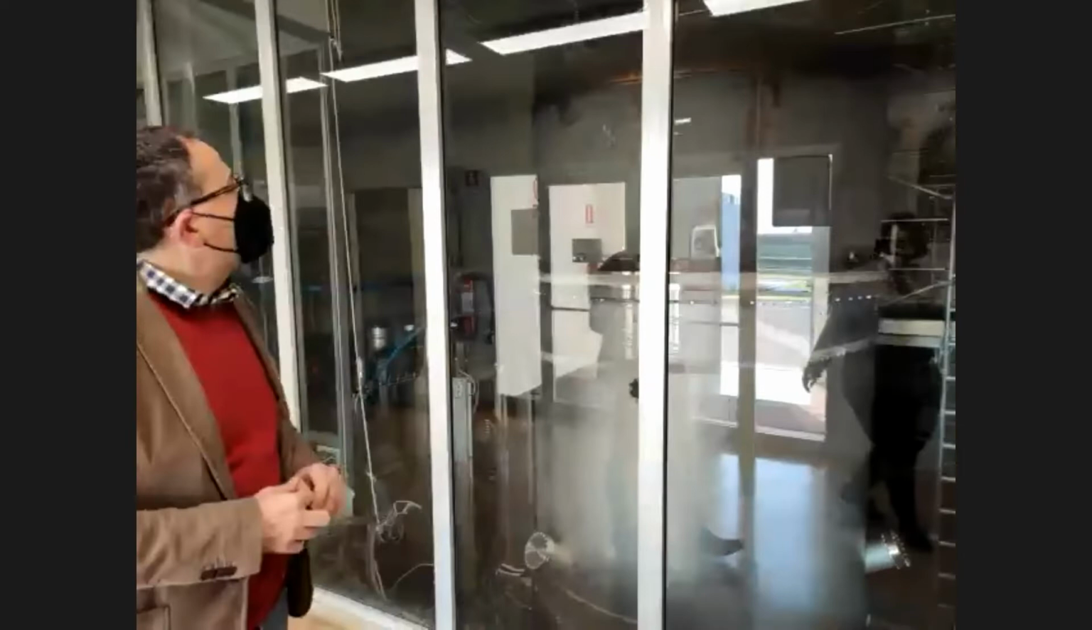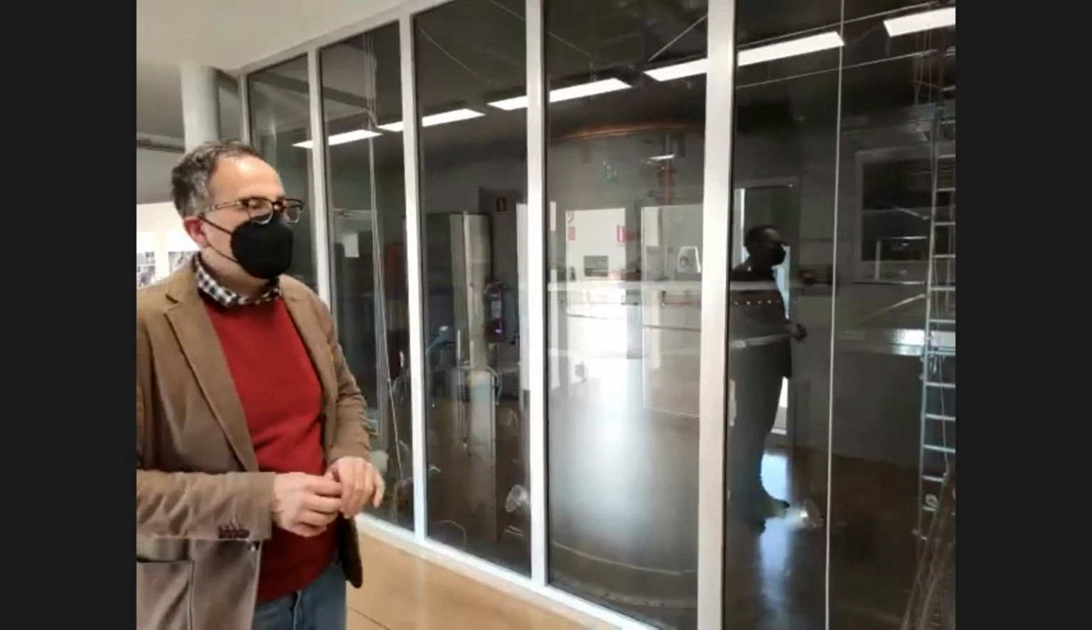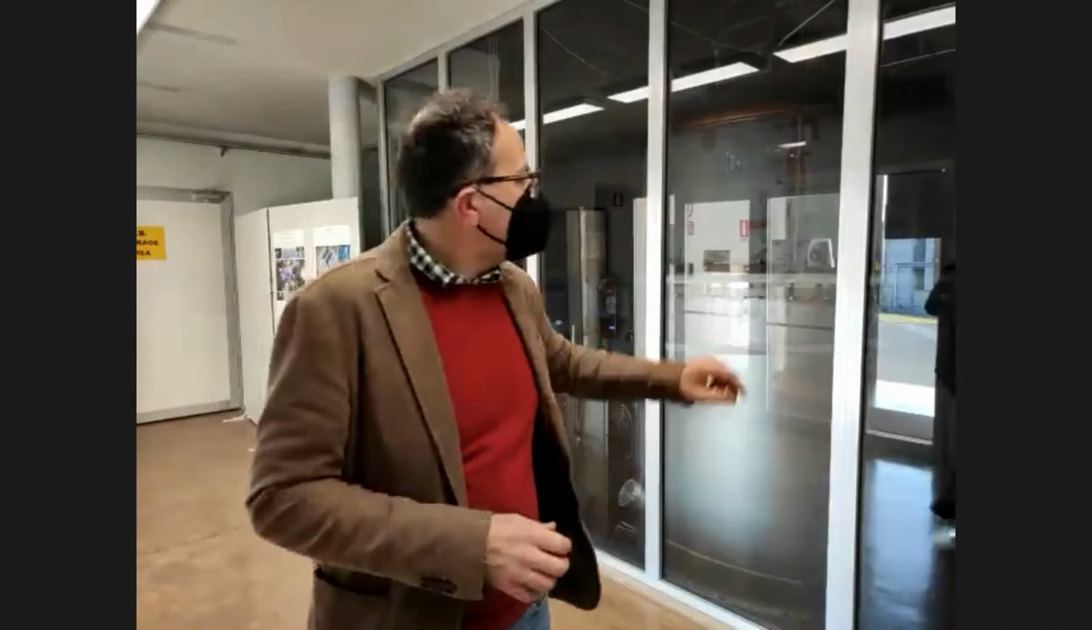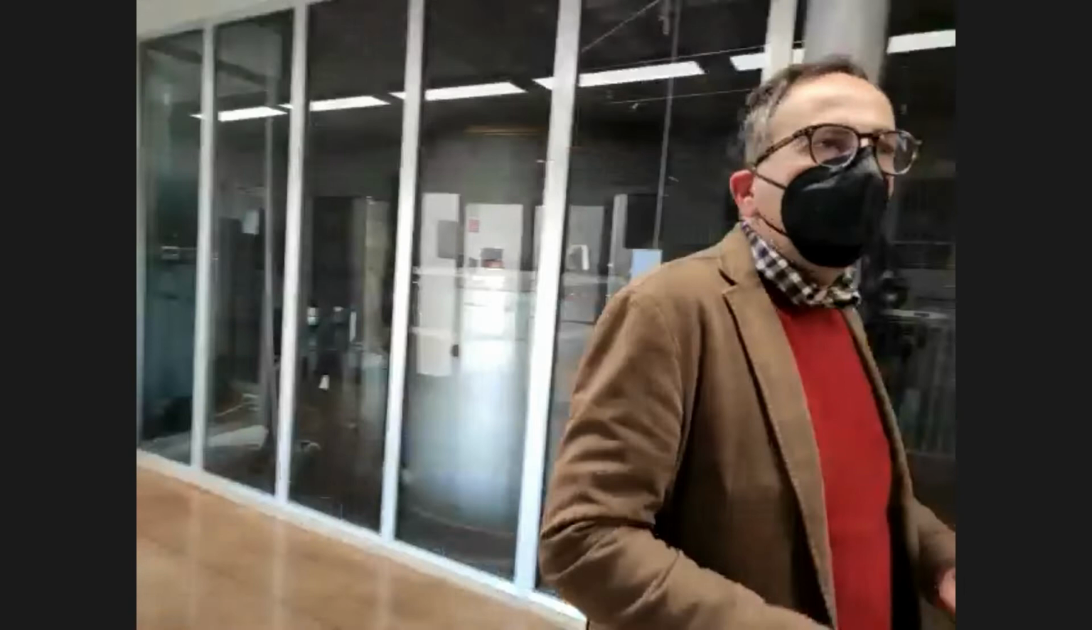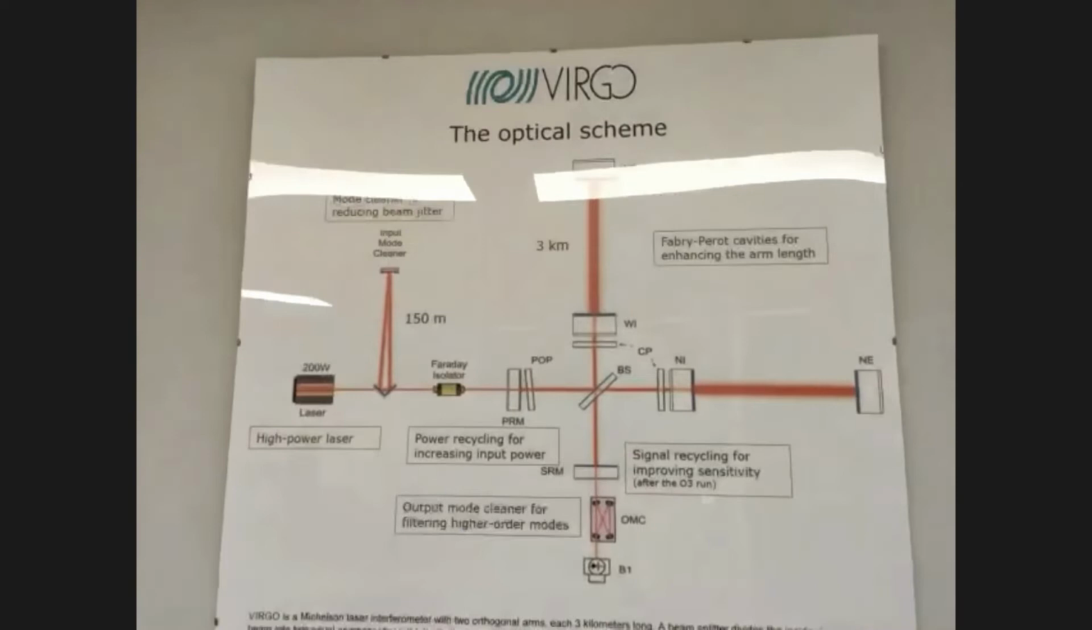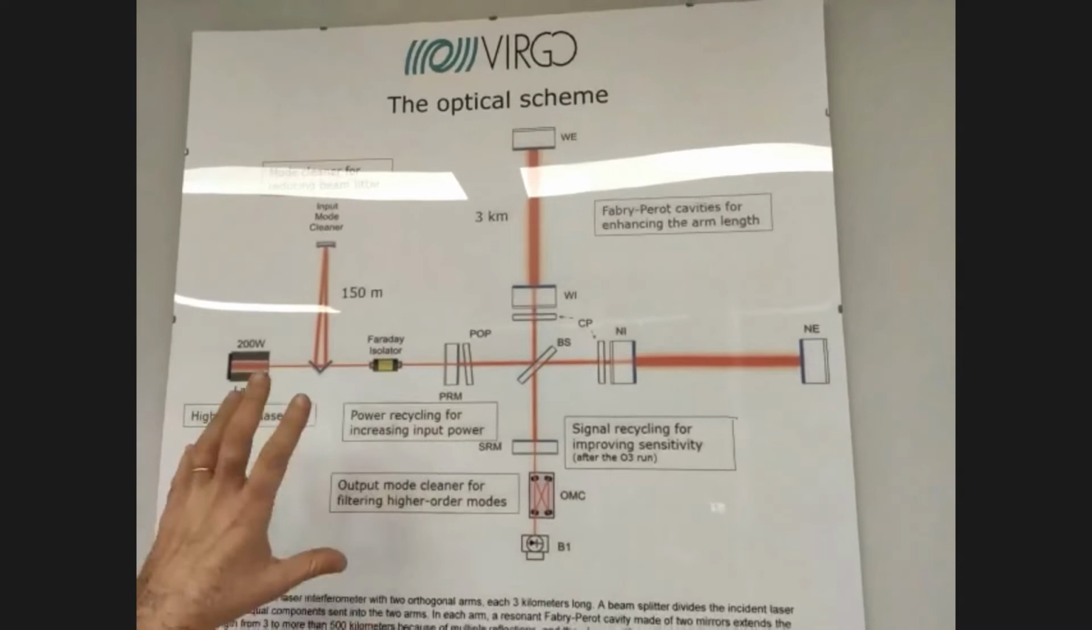Okay, here we are inside of the central building where the core of the interferometer of the machine is hosted. We will really enter beside this window and show you live. Perhaps just a close look at this simplified optical scheme will show you better what we are going to see. So this is a simplified scheme of the Virgo interferometer.